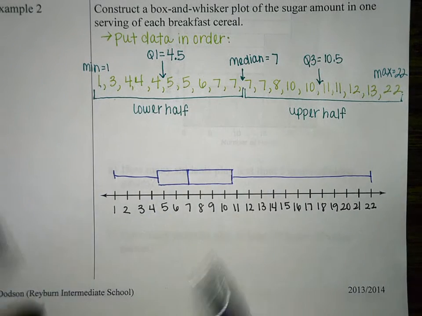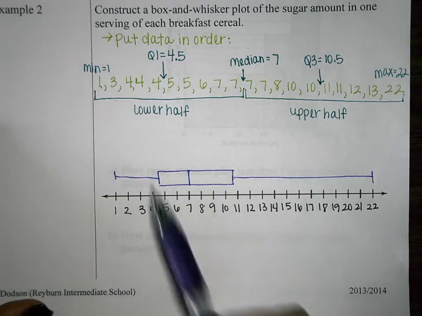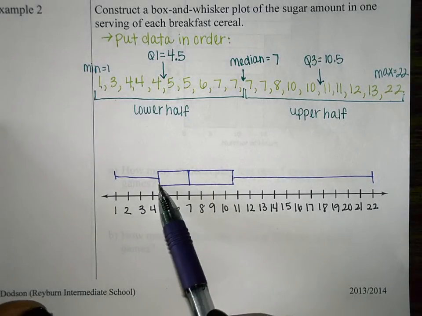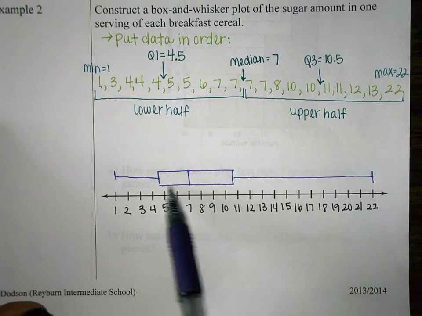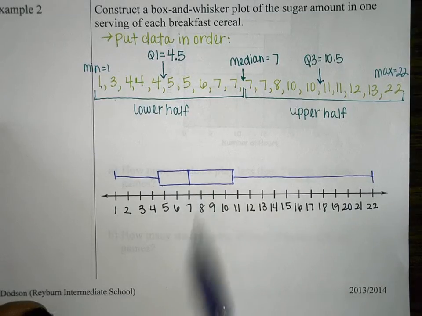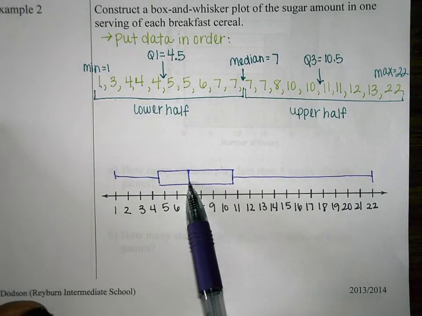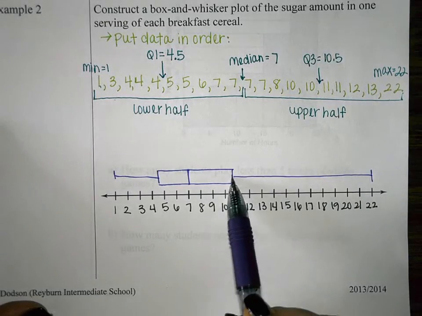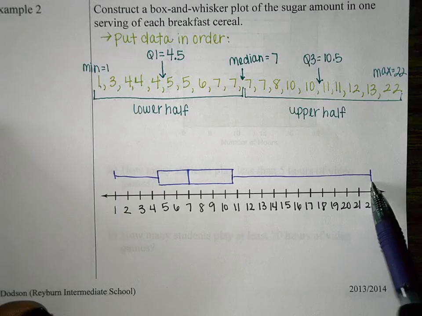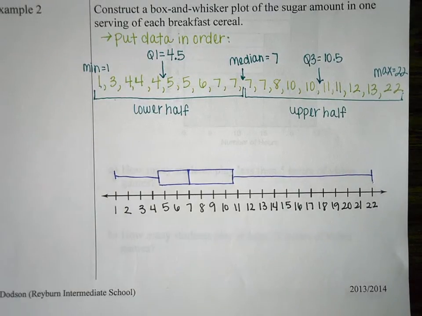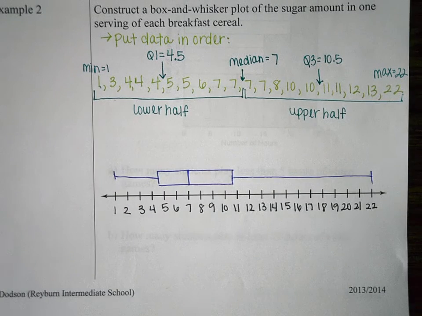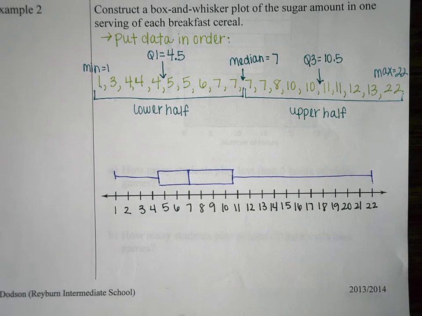So if you notice, our box and whisker plot has 4 kind of quadrants. Our first one right here goes from the minimum to Q1, which is 4.5. It has this middle one right here that goes from 4.5 to 7, which is our median. From our median 7 to 10.5, that is our Q3. And from 10.5 to 22, which is our max. So this would be our box and whisker plot. So each one of these quadrants represents 25% of the data, the box representing the middle 50.